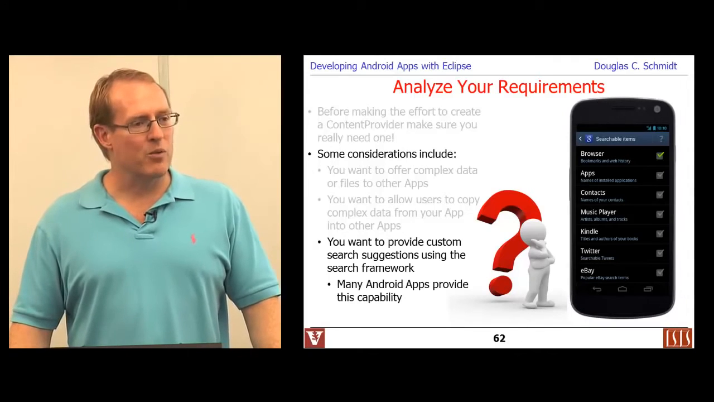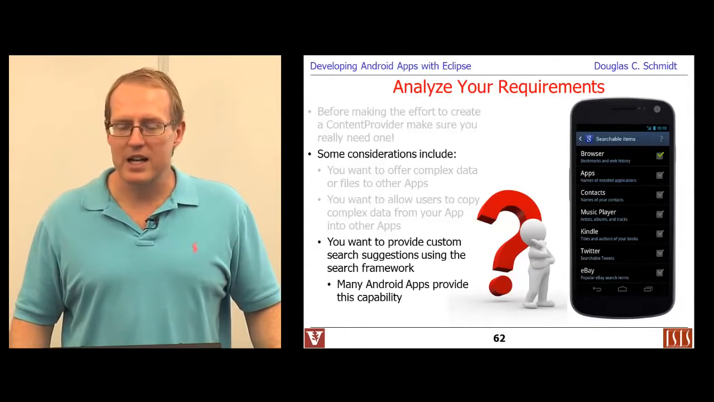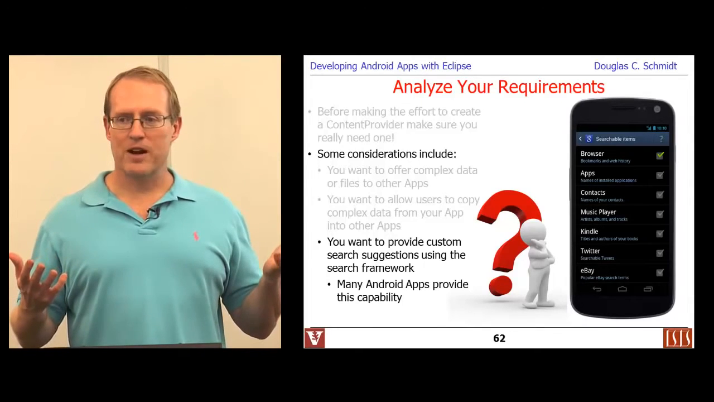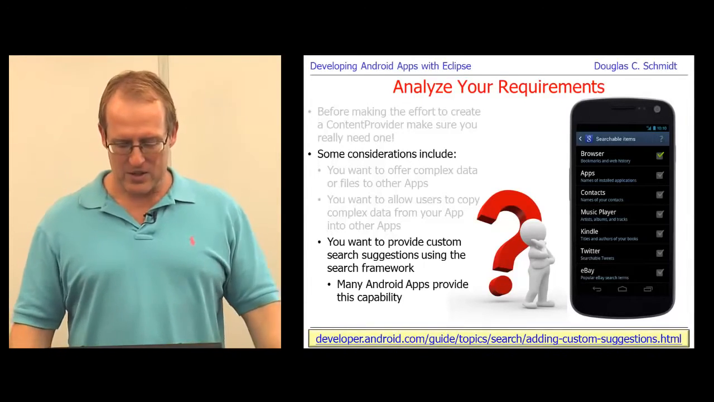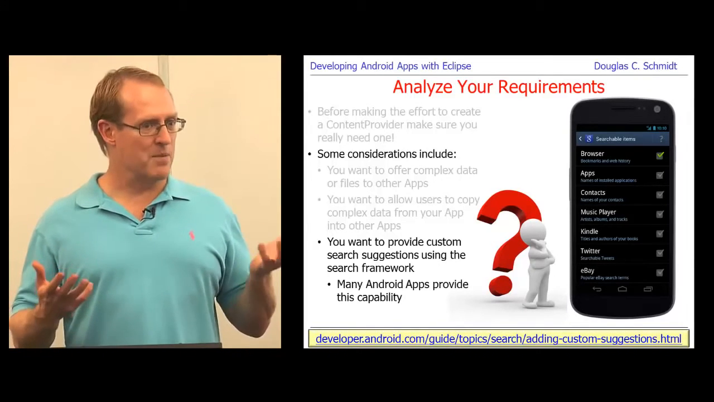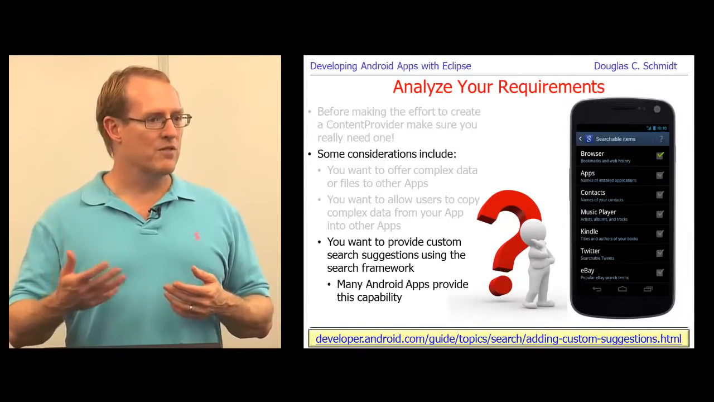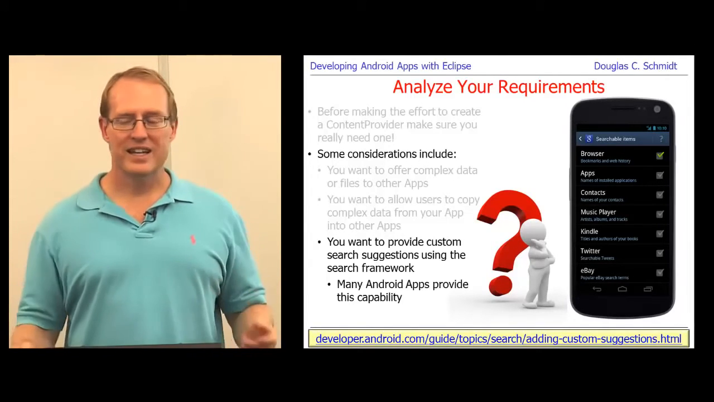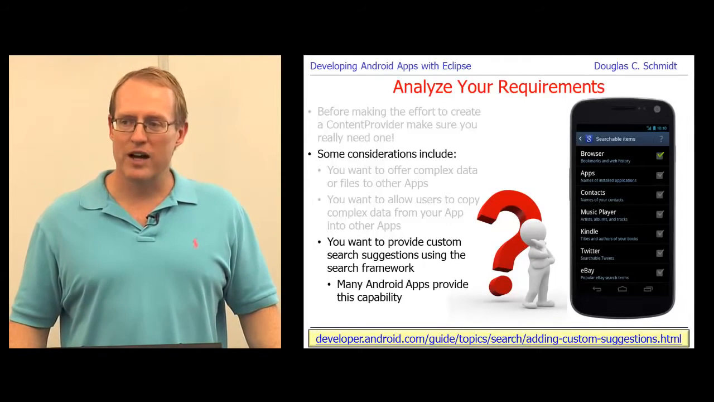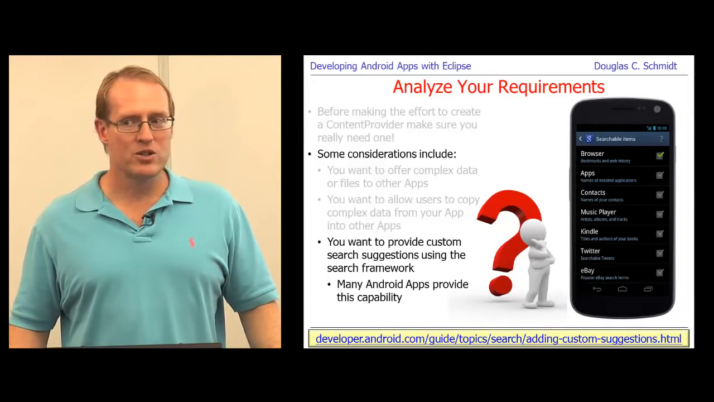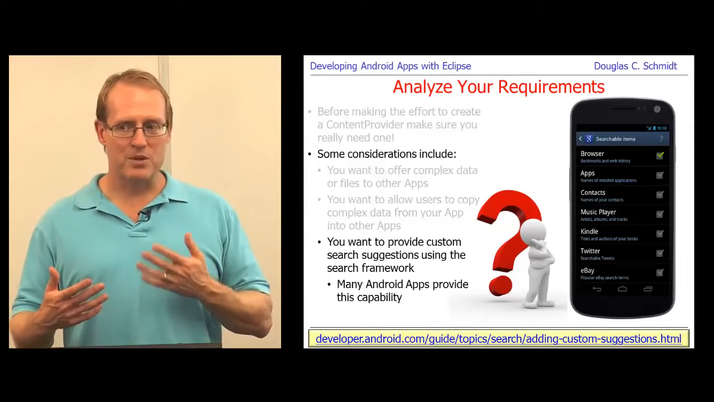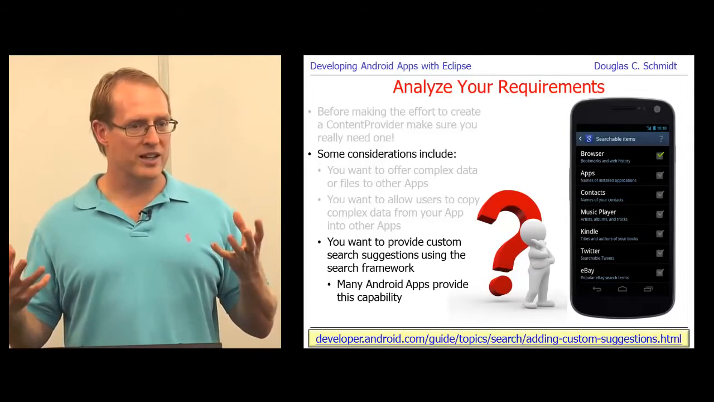Another common reason why you might want a content provider is if you want to provide custom search suggestions using the Android search framework. There's this thing in Android called the quick search box, and you can have custom search capabilities in there where things will give you suggestions or hints or history and so on. These are always implemented using content providers, and most apps that are part of Android do this in one way or another. So it's a very common thing to have content providers for apps that will give you information about searching the content.